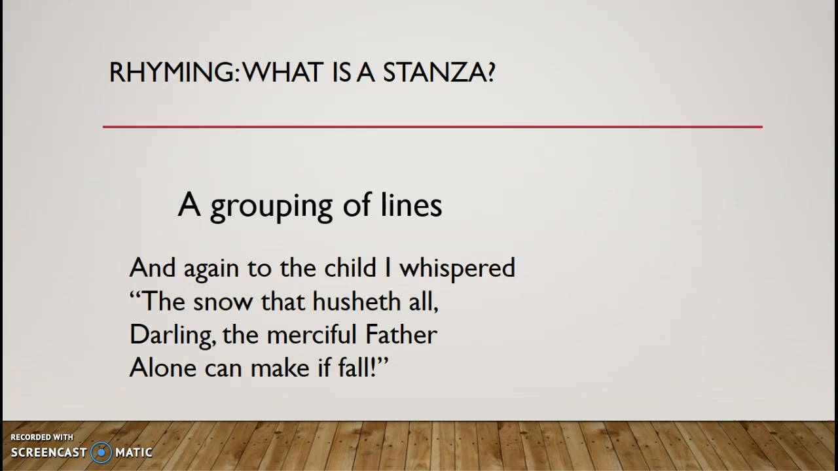So the group of lines, we show that there's 4 lines. There's 2 words that rhyme. See if you can identify them. I'll give you a minute.